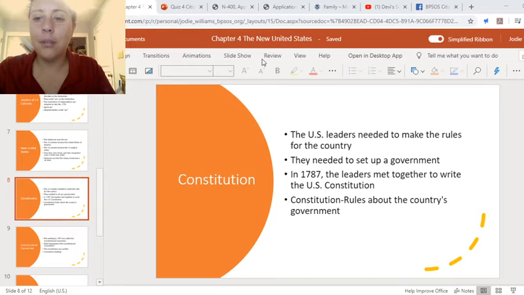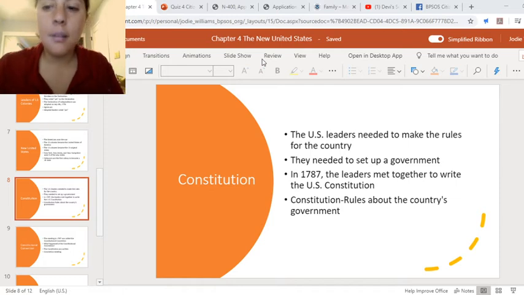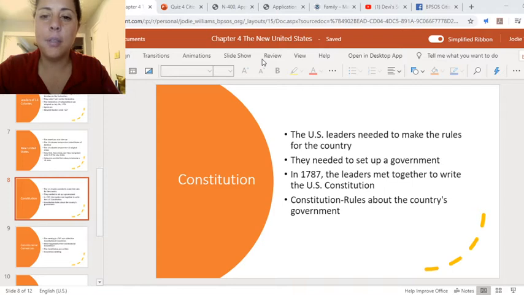Let's talk about the U.S. Constitution. So, after the colonists fought the British and they won, then they needed to make the rules for the country because now they are free from British rule. How did they make the rules for the country? They needed to set up a government, okay?